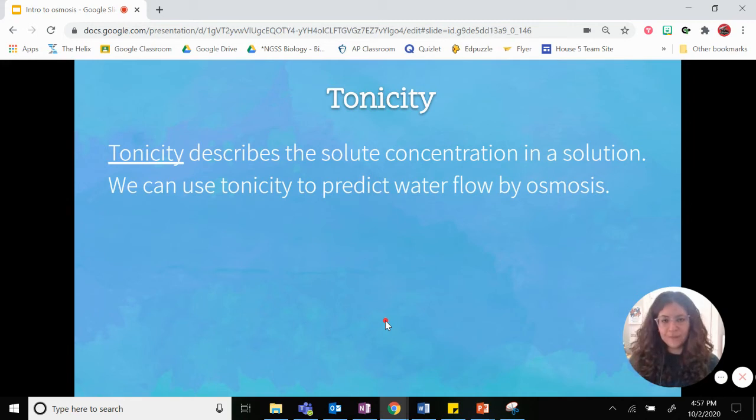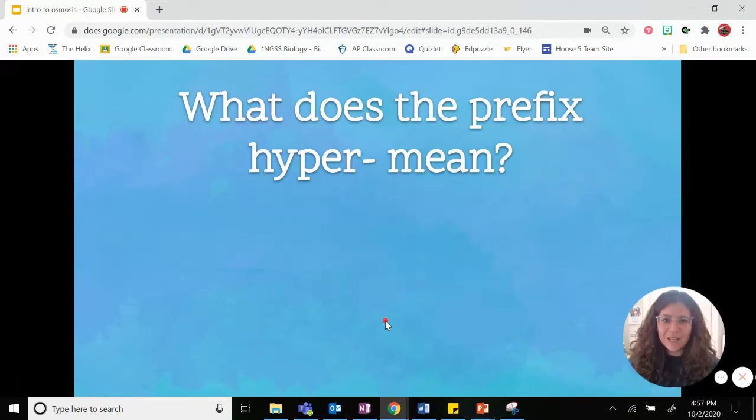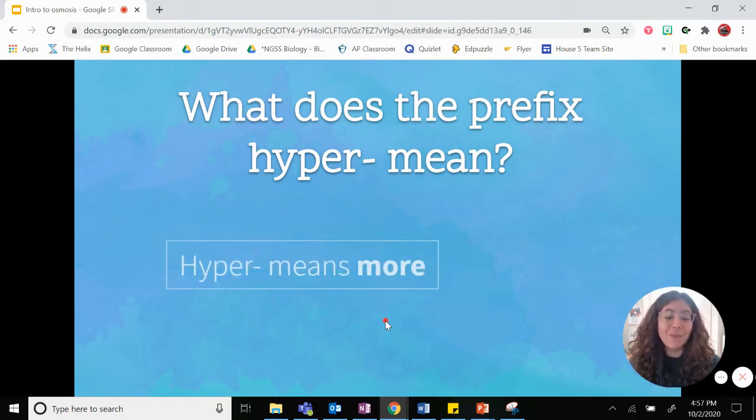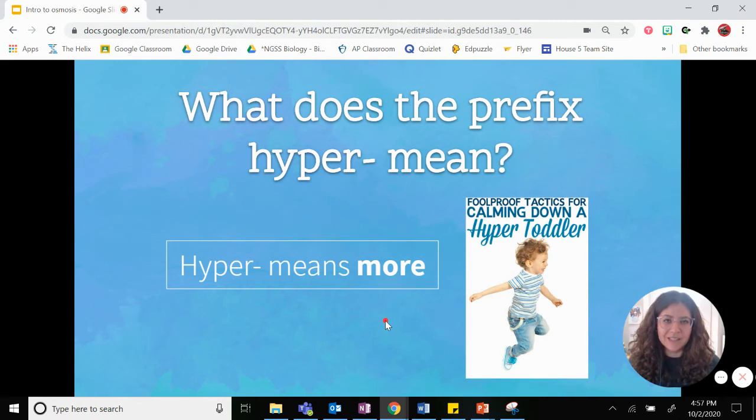So there are two key vocab words we're going to need to learn. And to help memorize them, we are going to think about prefixes and suffixes because they always help us out, right? So the first prefix is hyper. Do you remember what the prefix hyper means? So hyper means more. One way I like to remember this is if you feed a little kid sugar or something, you'll say they're hyper, right? They're a lot, they're a ton. So hyper means a lot.